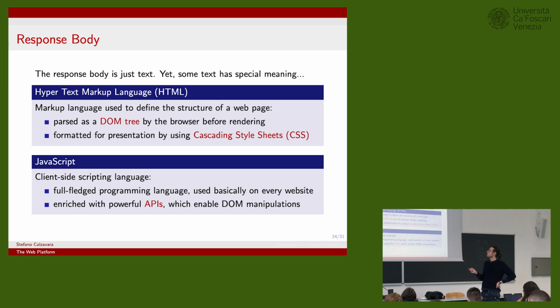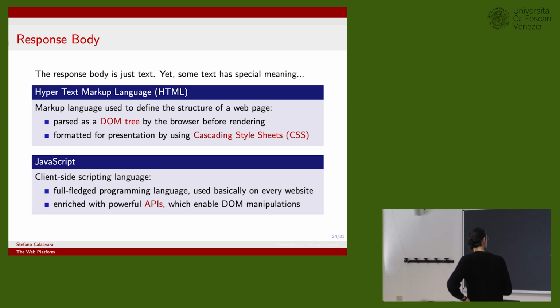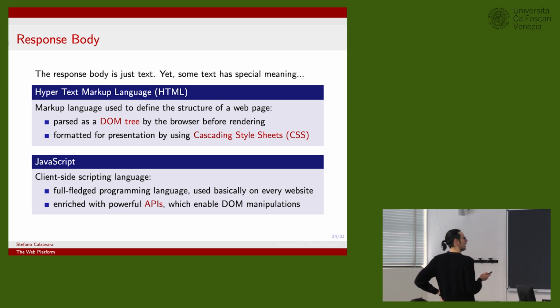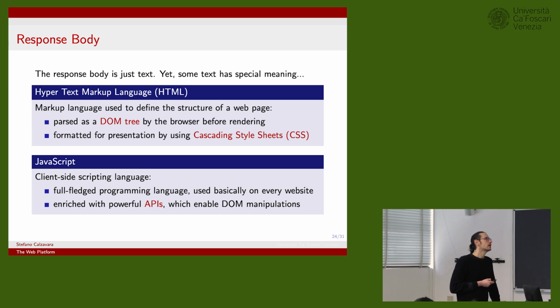Basically you use tags to define the structure of the page, and these tags get parsed to produce what is called a DOM tree. The DOM tree is a tree-like representation of the HTML document. We're going to discuss that in the next lecture. The browser builds the DOM tree before rendering, and the HTML document is formatted for presentation using another standard called Cascading Style Sheets, CSS.